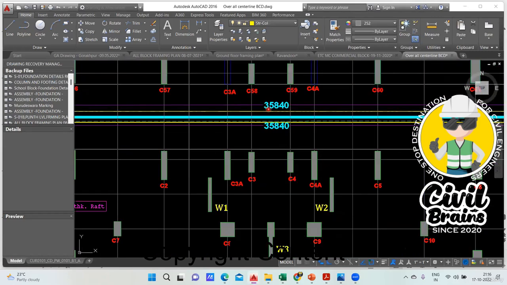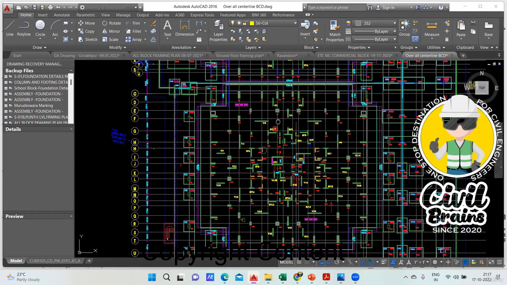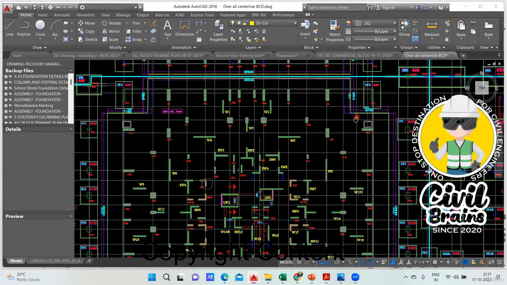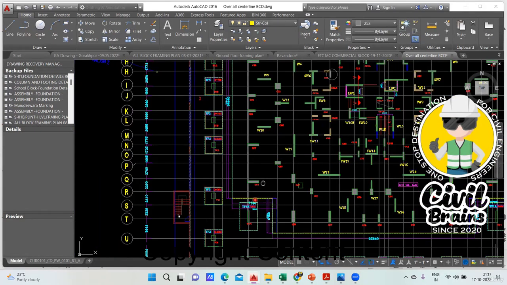If you see here, if I take this dimension, you can see 3584. This is in mm. So if I divide this by 1000, I'll get in meter. So it will be 35.84 meter. In this way, you have to add all the perimeter, this part, then again this part, then again this part. So everywhere you add it, you'll get the perimeter.